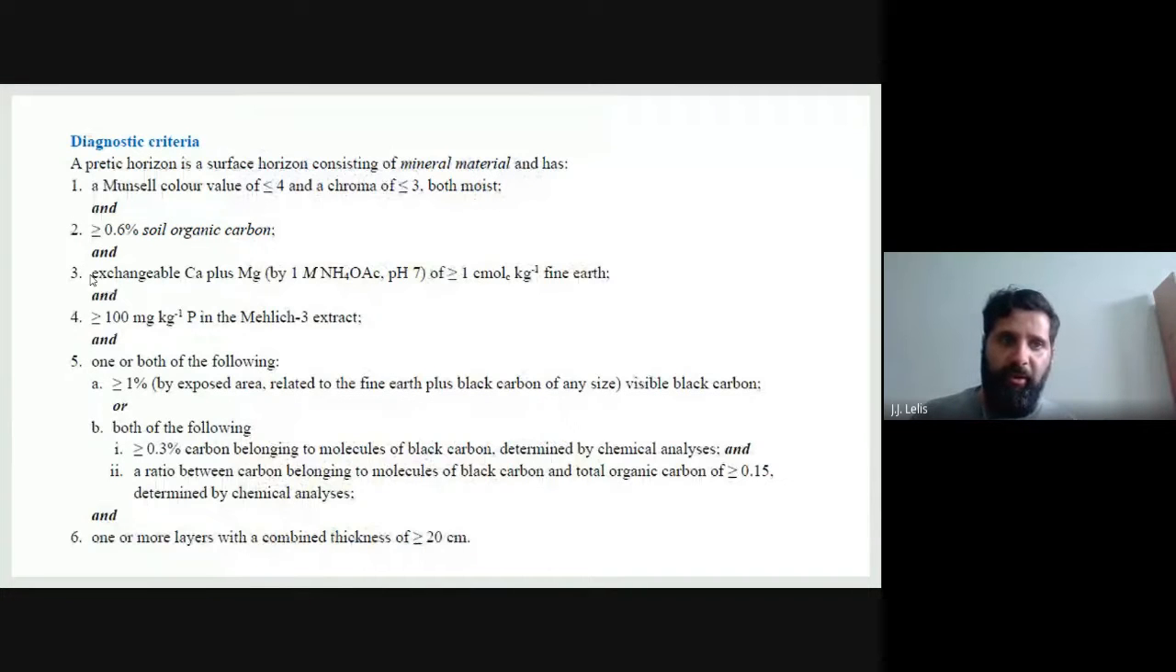And this pratic horizon consists of mineral materials, so the organic carbon is lower than 20%. The color is dark, so you present low values and low chroma, okay? You should present at least 0.6% of soil organic carbon. You should present a high content of calcium and magnesium and phosphorus.